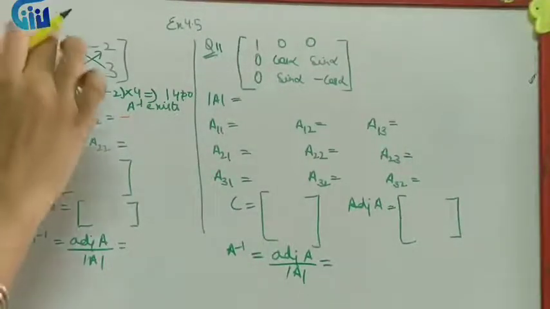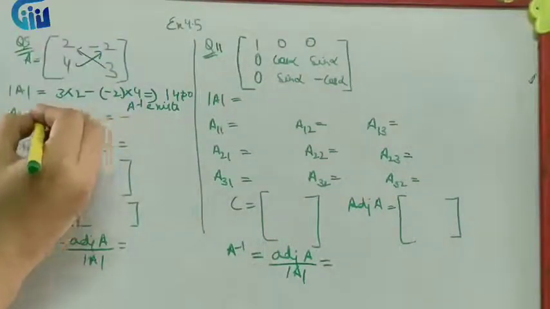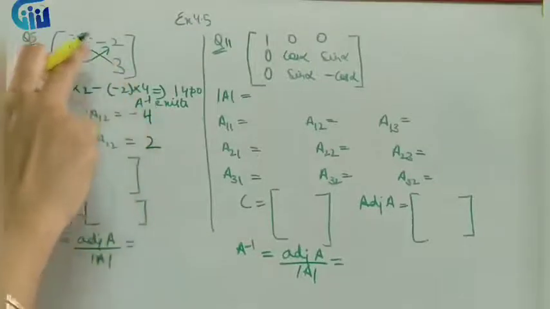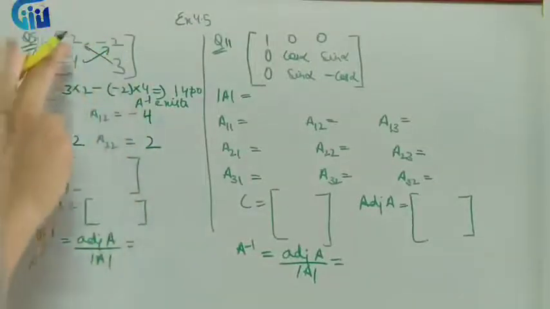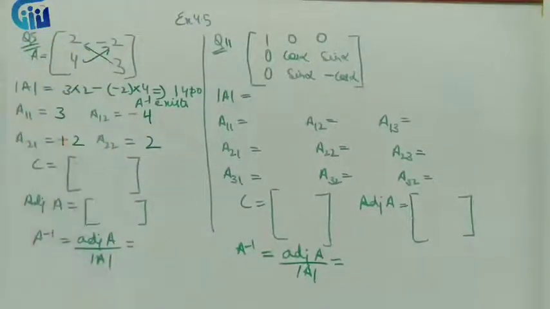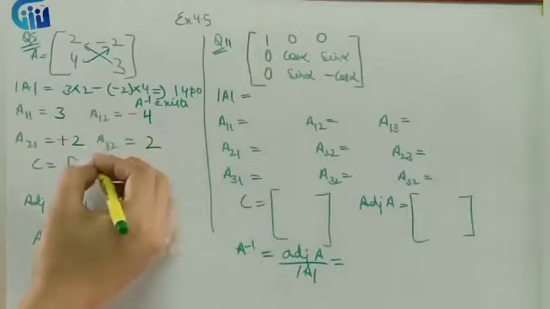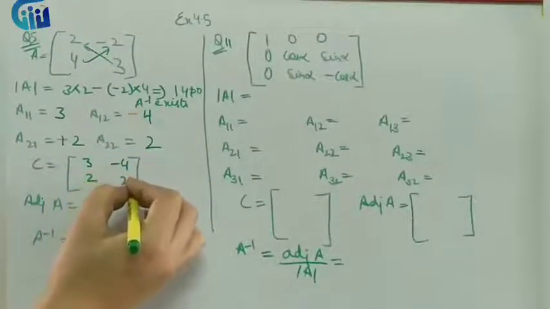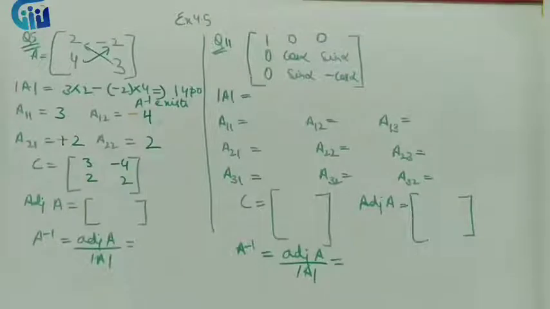Now, A11, I will cover it like this. So it is 3. A12 will be 4 if I cover it like this, and A21 will be minus 2. Minus is already there, so plus 2, and similarly this particular thing. We have discussed this in detail. Now the cofactor matrix, I will write it like this. Try writing it like this. It will help you and you will not have many errors in the question.